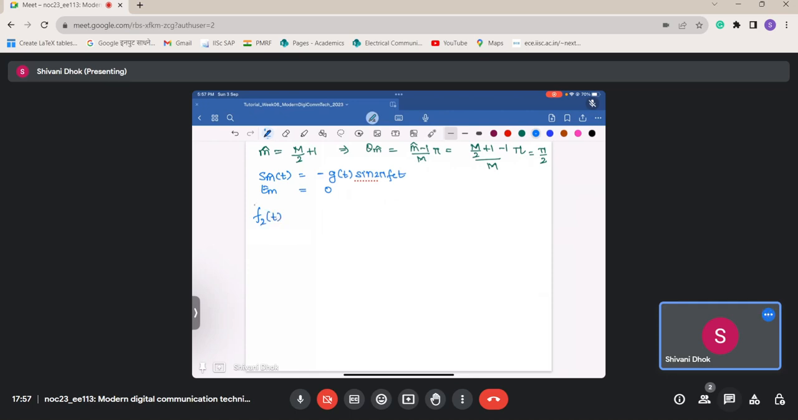So this f_2 tilde will be equal to, this is an intermediate function, it is not my final basis.